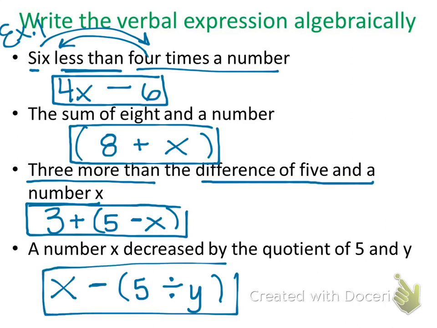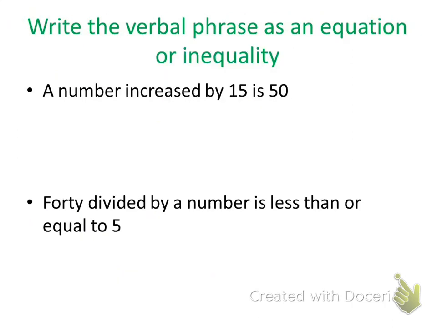Again, you're not trying to solve anything here. You're just writing the problem. Okay, our last 2 sentences here, they want us to write these into an equation or inequality. So I know automatically I'm going to have either an equal sign or an inequality in this problem, okay? So first of all, this first sentence I have is, a number increased by 15 is 50.